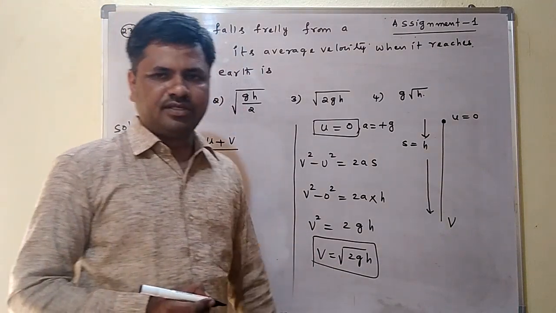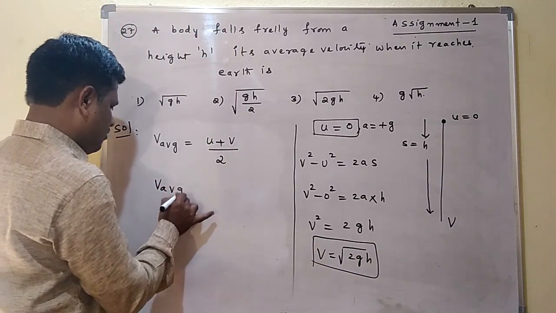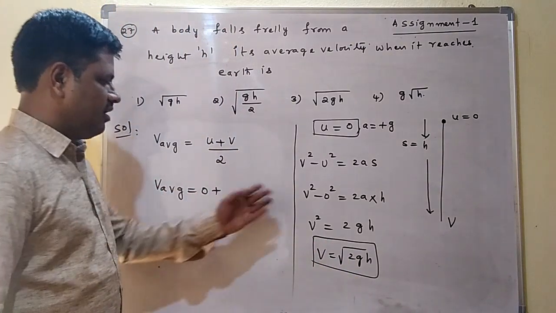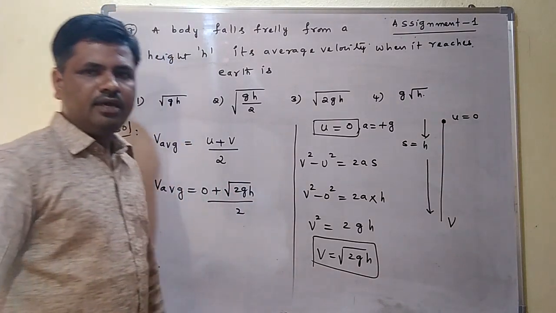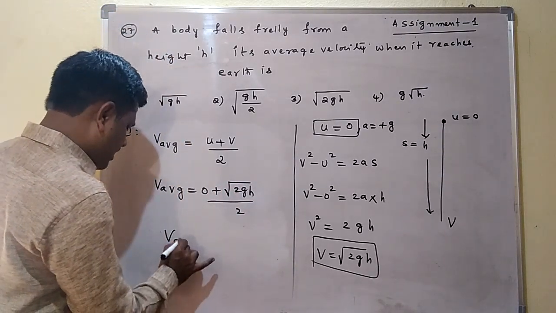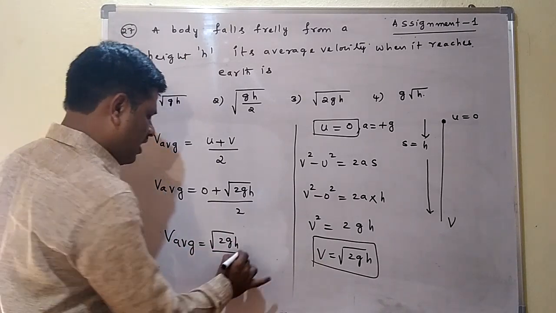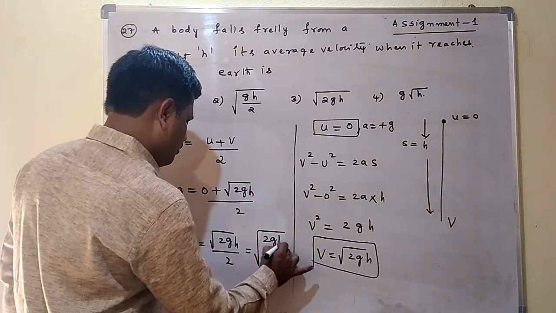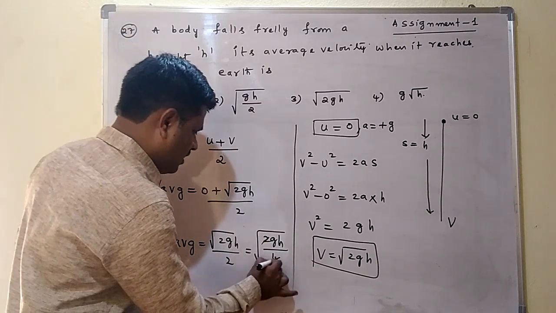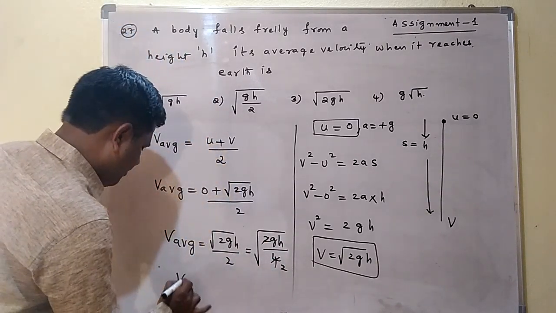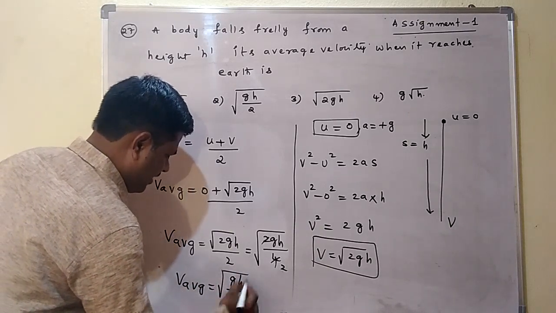The final velocity is root 2gh. This we are getting from the kinematic equations. So V average is equal to, with initial velocity 0, V average equals root 2gh by 2. Or this can be written by taking the 2 under the root: it becomes 4, 2 ones are 2, 2 twos are 4. So V average is equal to root of gh by 2.